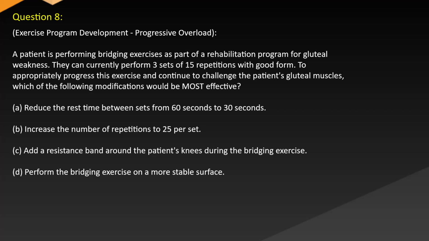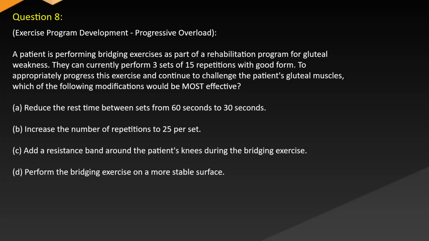Question 8. Exercise program development. Progressive overload. A patient is performing bridging exercises as part of a rehabilitation program for gluteal weakness. They can currently perform 3 sets of 15 repetitions with good form. To appropriately progress this exercise and continue to challenge the patient's gluteal muscles, which of the following modifications would be most effective? A. Reduce the rest time between sets from 60 seconds to 30 seconds.